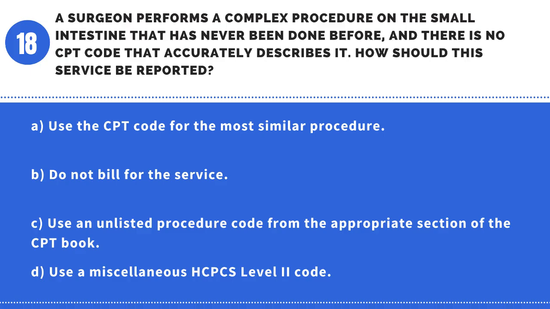Question 18. A surgeon performs a complex procedure on the small intestine that has never been done before, and there is no CPT code that accurately describes it. How should this service be reported? A. Use the CPT code for the most similar procedure. B. Do not bill for the service. C. Use an unlisted procedure code from the appropriate section of the CPT book. D. Use a miscellaneous HCPCS Level II code.